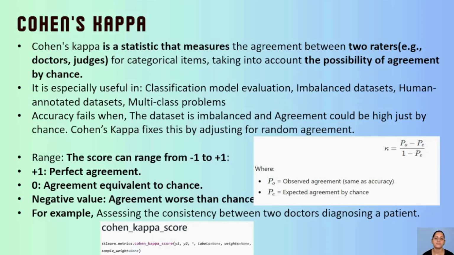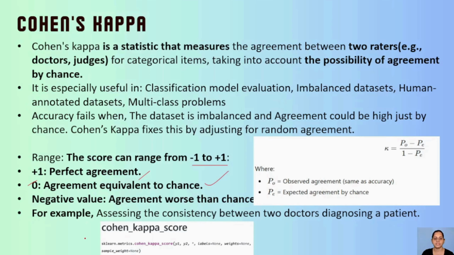So when your accuracy fails, when your data is imbalanced and the agreement is very high just by chance, Cohen's kappa fixes that by adjusting for those random agreements. The score ranges from -1 to +1. When I'm talking about +1, it's a perfect agreement. When you're getting the output as 0, that means agreement is equivalent to chance. Negative means agreement is worse than chance.